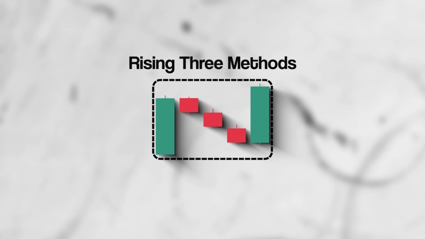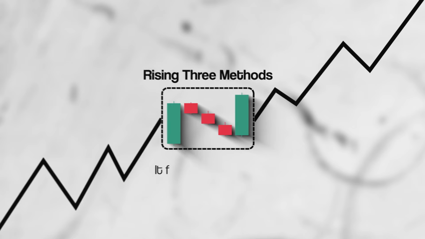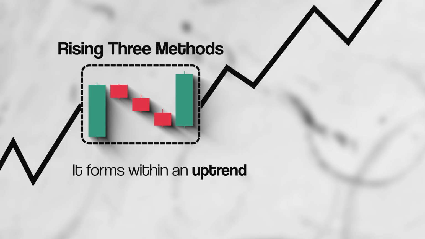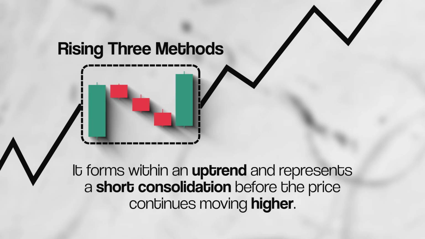The next candlestick pattern we're going to look at is called Rising 3 Methods. This is a bullish continuation pattern. It forms within an uptrend and represents a short consolidation before the price continues moving higher. This pattern consists of 5 candles. The first candle is a strong bullish candle with a large body.